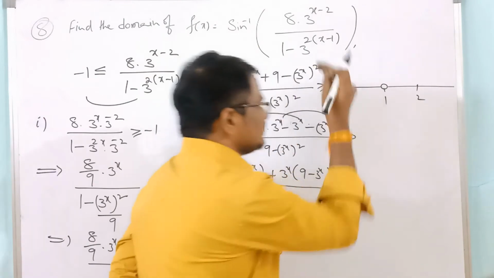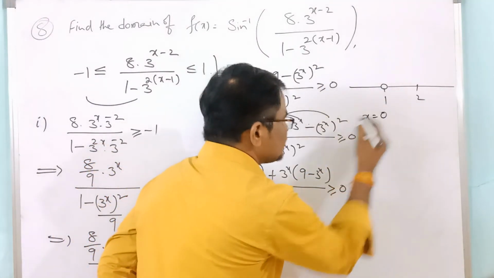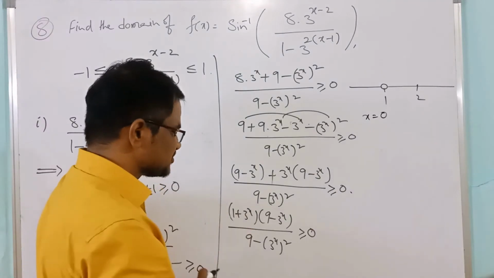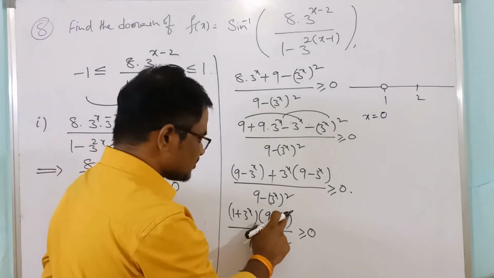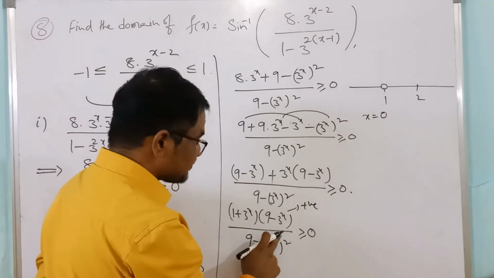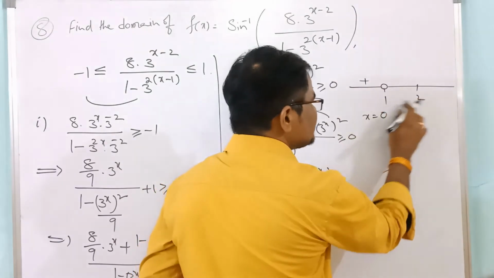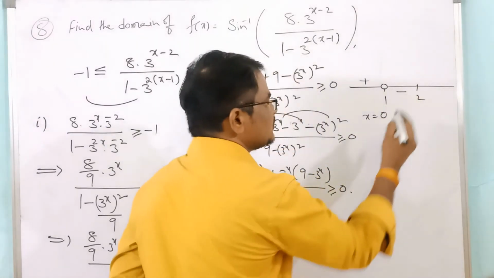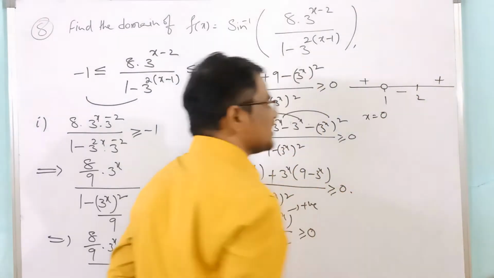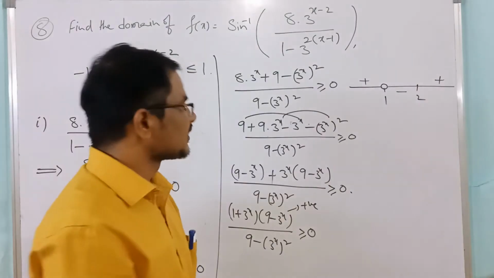So less than 1, substitute any one value here. Less than 1 means substitute x equal to 0. So this is positive only. So 3^0 means this is also positive only. And 9 minus 3^0 is positive only, so here we get positive. In these two, substituting any one value, we will get a negative value. Here, greater than this one, we will get a positive value. Right? So substitute any value and check.